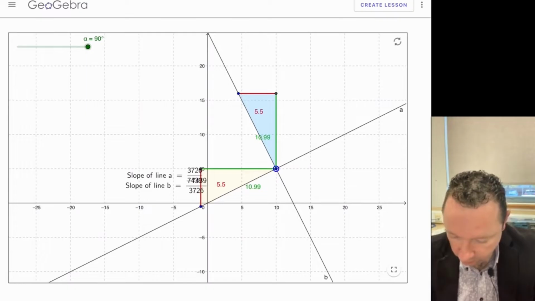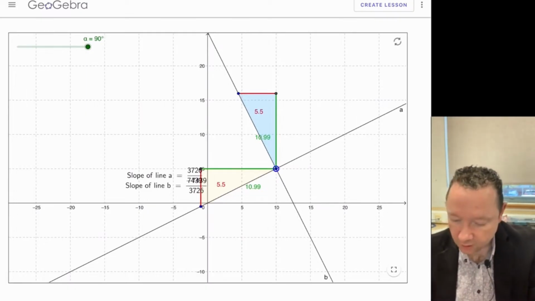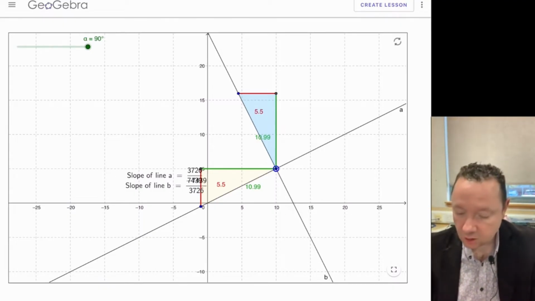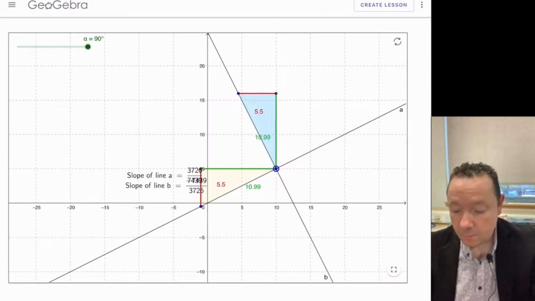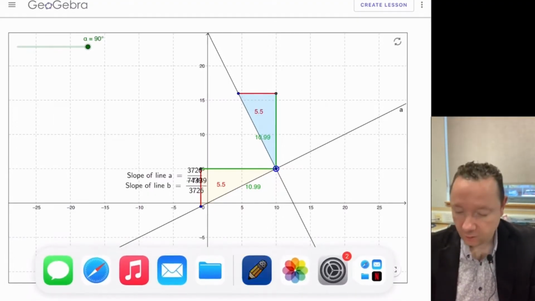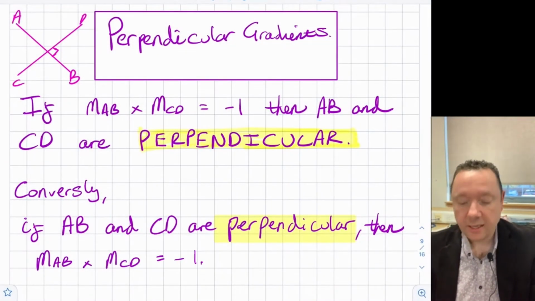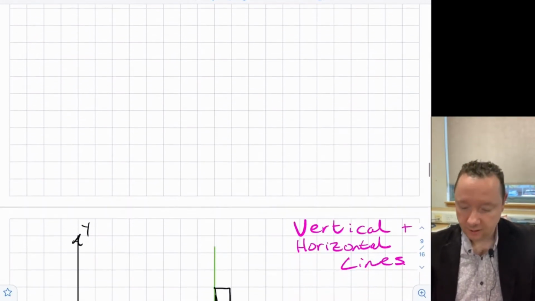That's a good one. If you look at these, you can see the gradient of the line sloping up the way is 5.5 over 10.99. The gradient of the line sloping down the way is minus 10.99 over 5.5. So essentially these are called the negative reciprocals of each other, and they're quite easy to find.